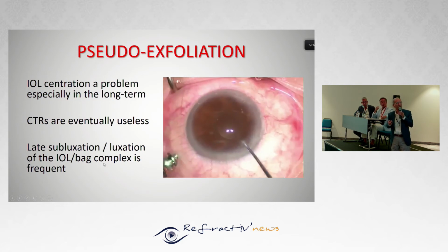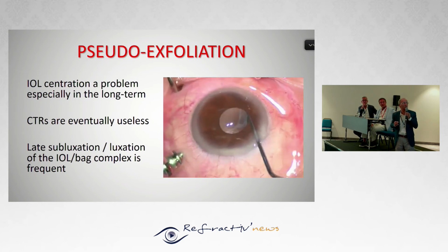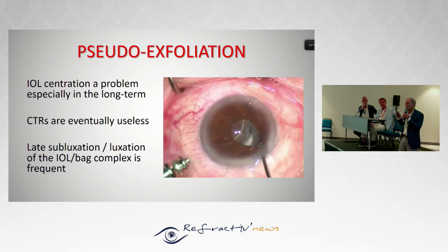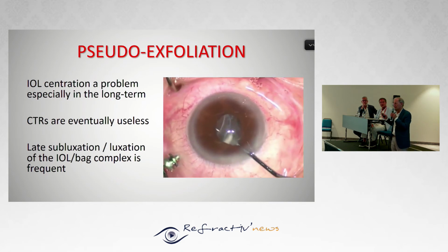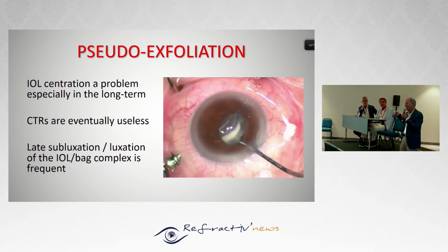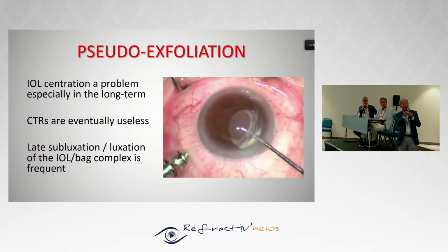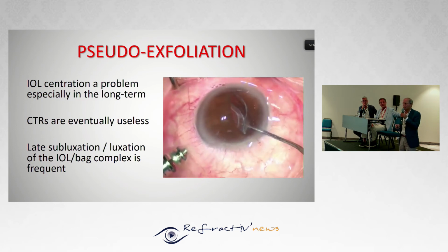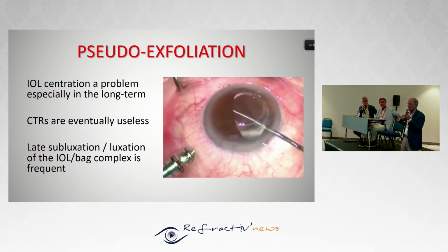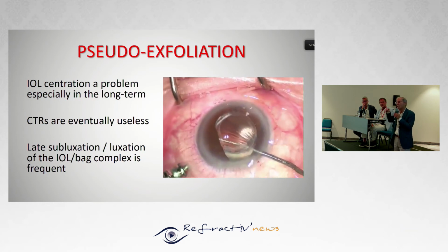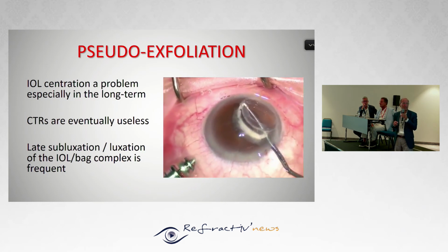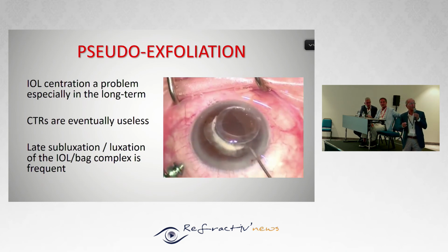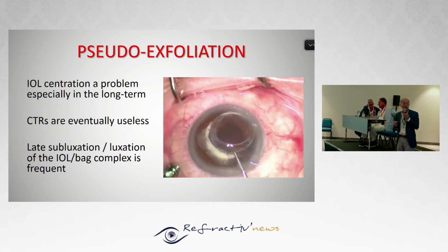Great. IOL centration might be a big problem in the long term. Glaucoma lasted 13 years 20 years ago, but now patients live longer, and so sometimes conditions like this one can be observed. Capsular tension rings are, in my hands, useless. I don't use them. If I need a ring, I can't put that type of lens. This is my conclusion. If we have a late subluxation or luxation, we will have it in a very old patient with a very delicate eye.